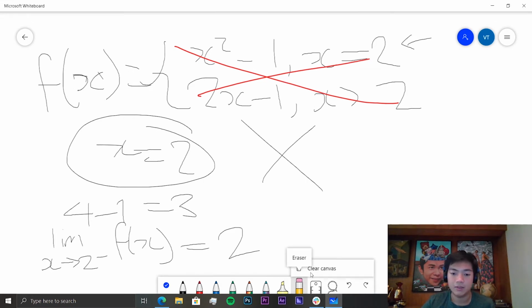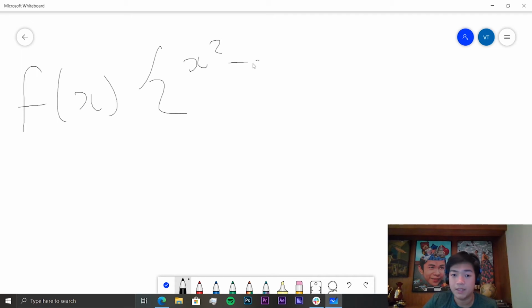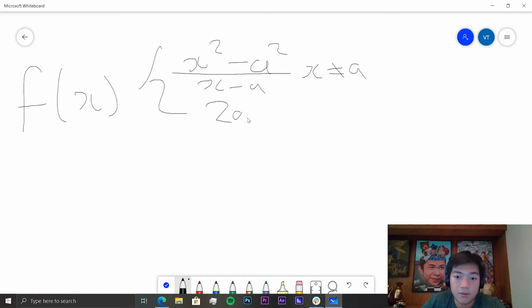So, on to the next one. The next function we need to determine is whether f of x is equal to x squared minus a squared over x minus a for all values where x is not equal to a, and 2a for all values for which x is equal to a. So we need to determine whether this function is continuous at x equals a or not. So first, does a exist in the domain?